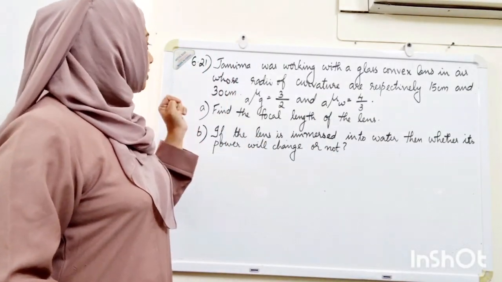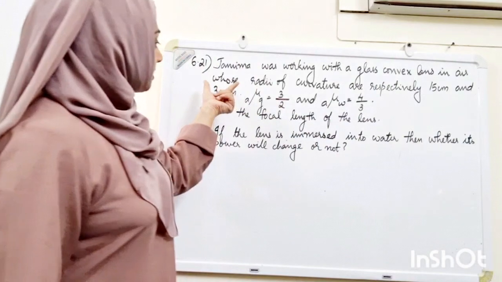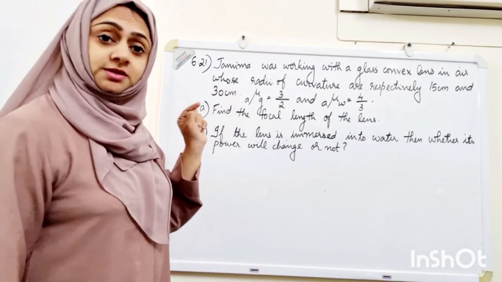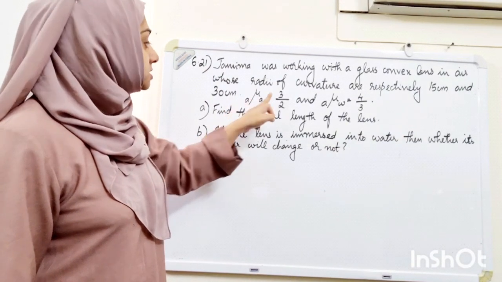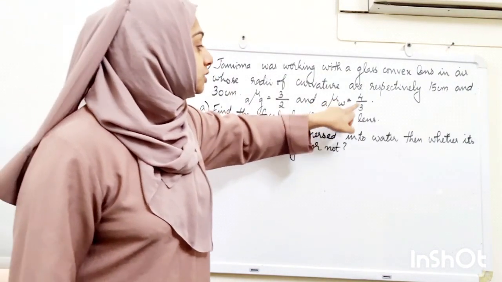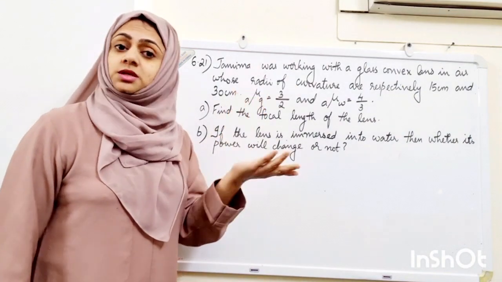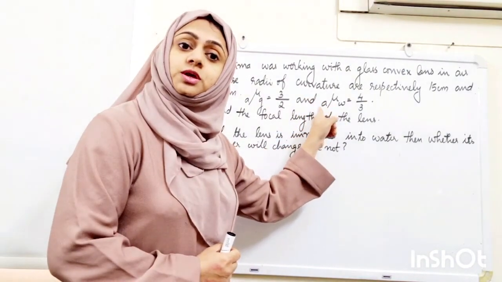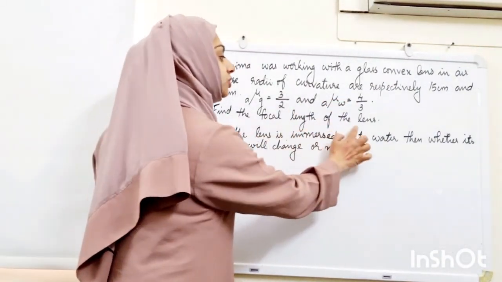Question number 6.21. Jemima was working with a glass convex lens in air whose radii of curvature are respectively 15 cm and 30 cm. And the refractive index of glass with respect to air is equal to 3/2, and the refractive index of water with respect to air is equal to 4/3. So when you tell refractive index of glass with respect to air, it's nothing but the absolute refractive index of glass, and refractive index of water with respect to air means it's the absolute refractive index of water. Now find the focal length of the lens.